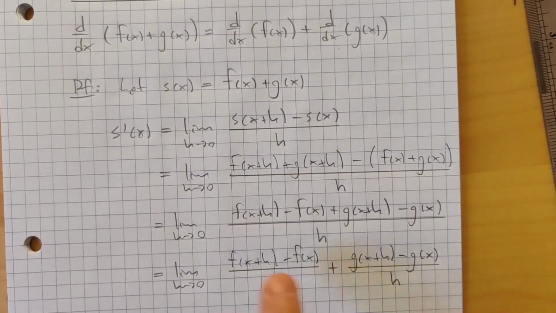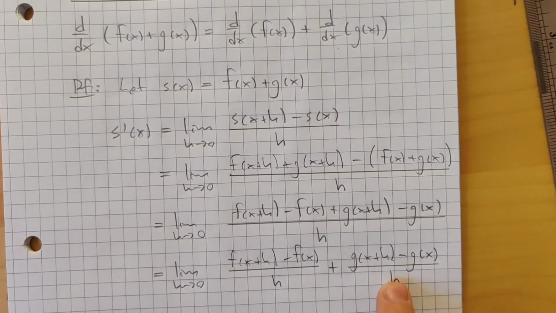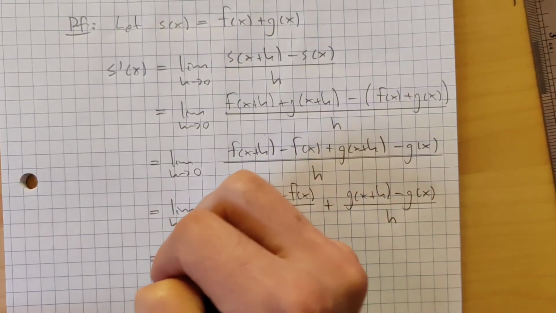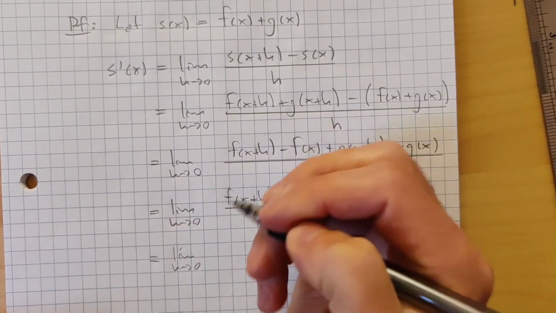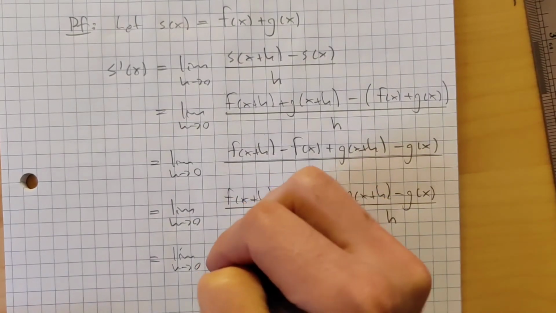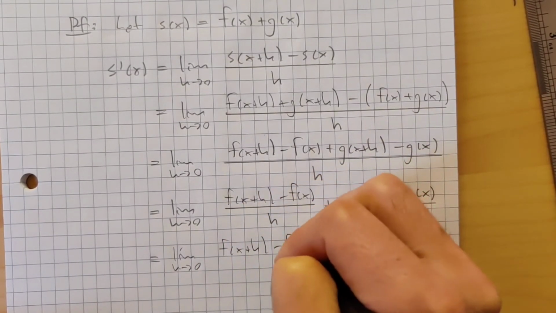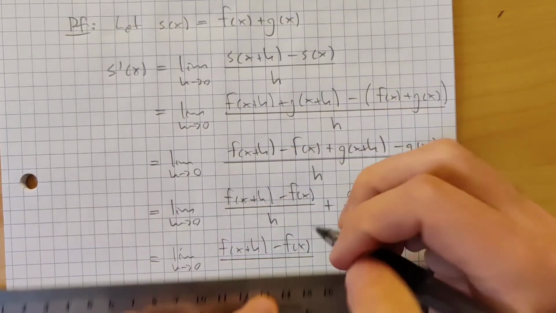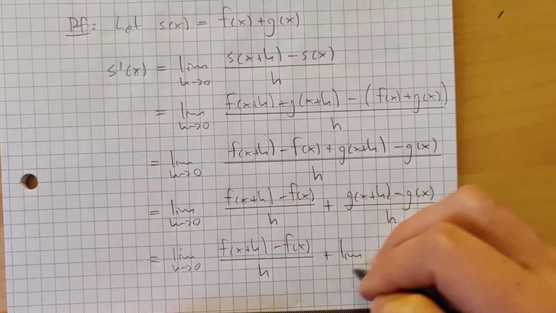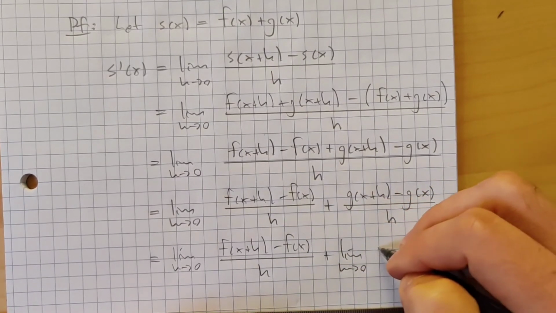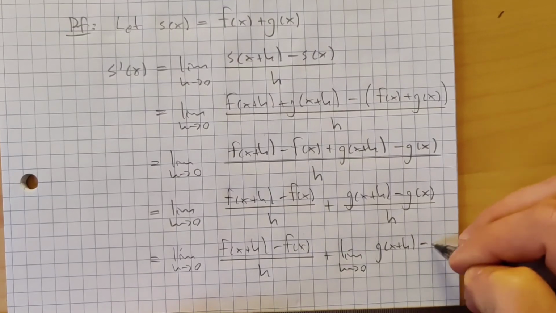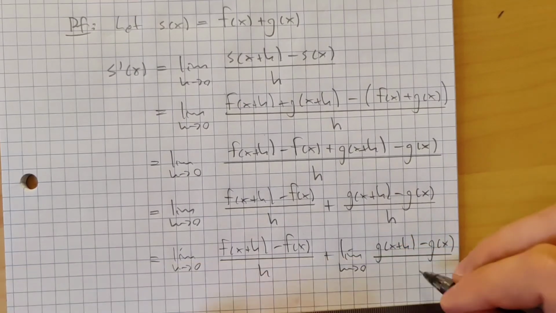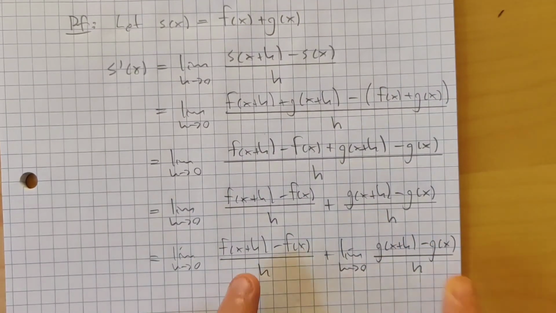And now, of course, this looks like the derivative of f, and this looks like the derivative of g, as long as I can take the limit of each one. But that's one of the limit laws that says that the limit of a sum of two things is the sum of the two limits. So we have a limit law that says that this is true: if you have the limit of a sum, it's the sum of the two limits, as long as both these limits exist.